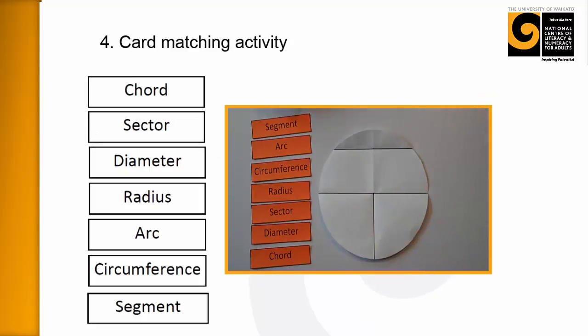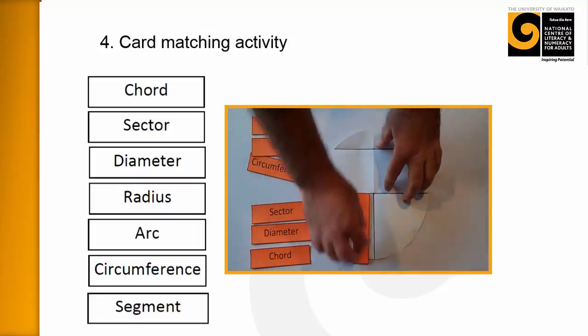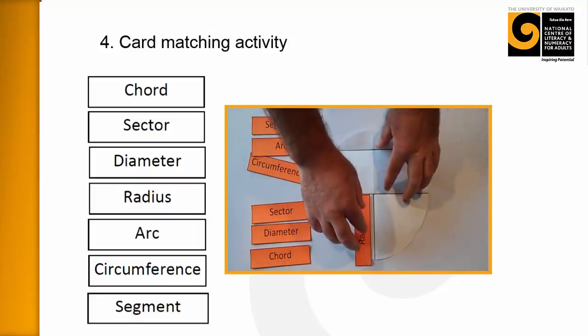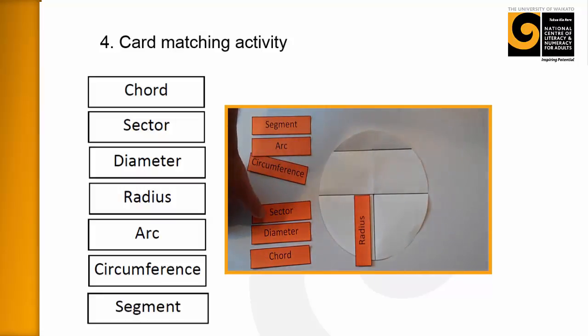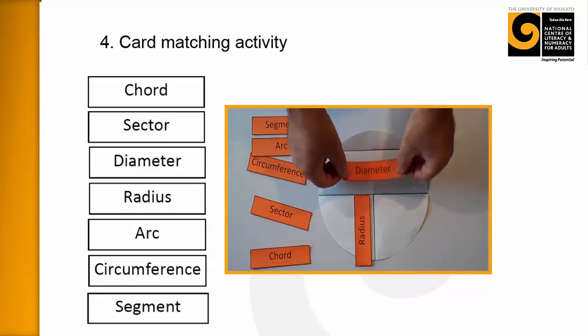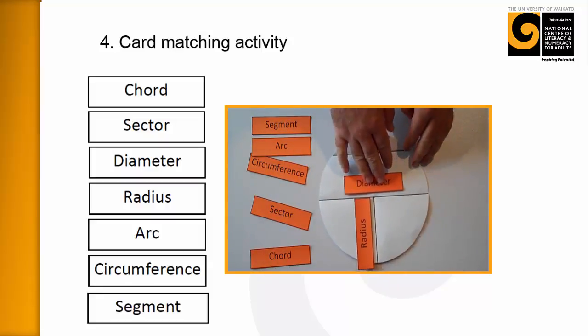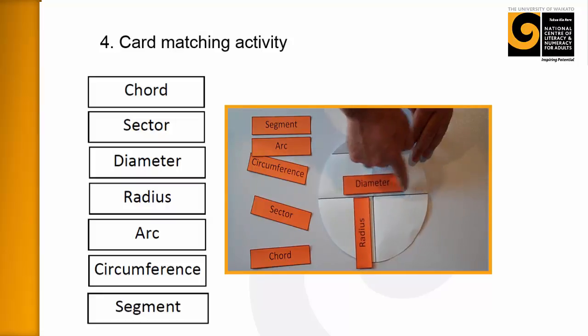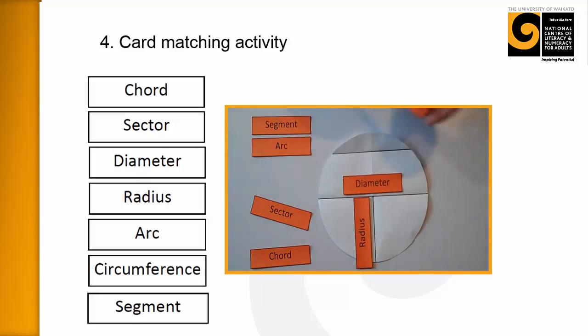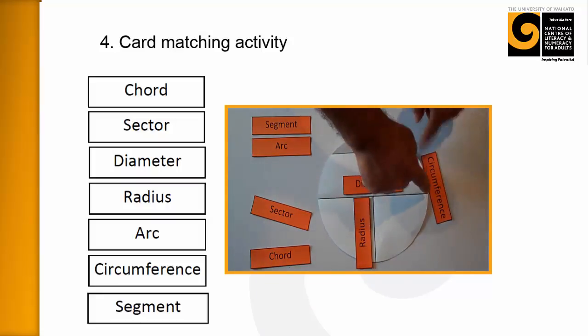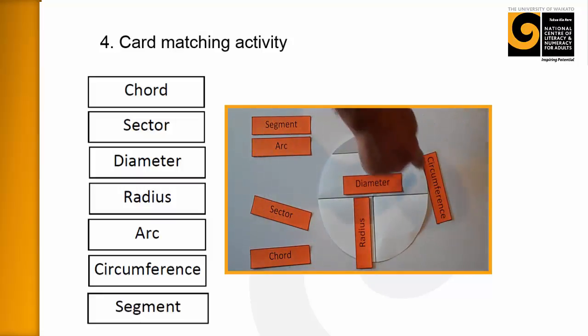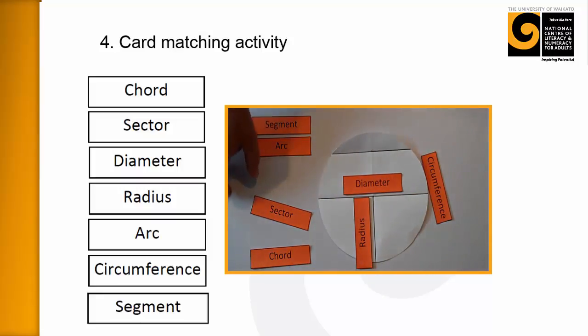Okay, so we hand out the circle to the learners in groups with a bunch of cards, and we ask them to match them up. So the first one they might find, for example, is radius. We want them to align it with the radius. Moving on to diameter, we want them to identify the diameter across here. Circumference, of course, is a bit harder, but it's right around the outside. We want them to indicate that.